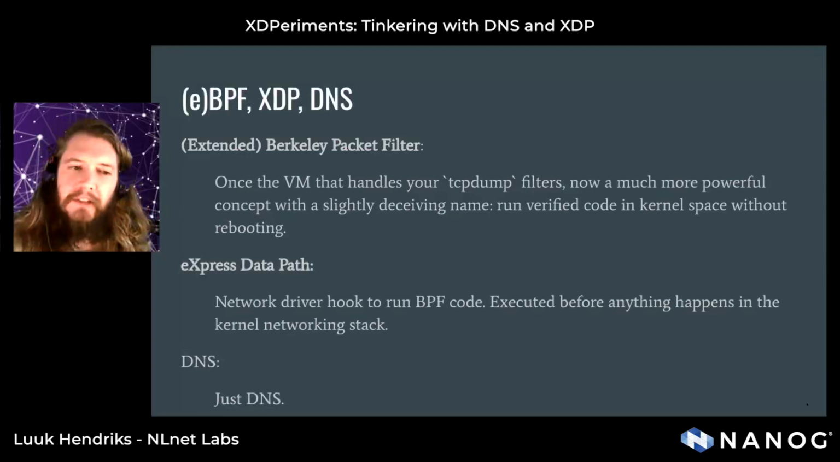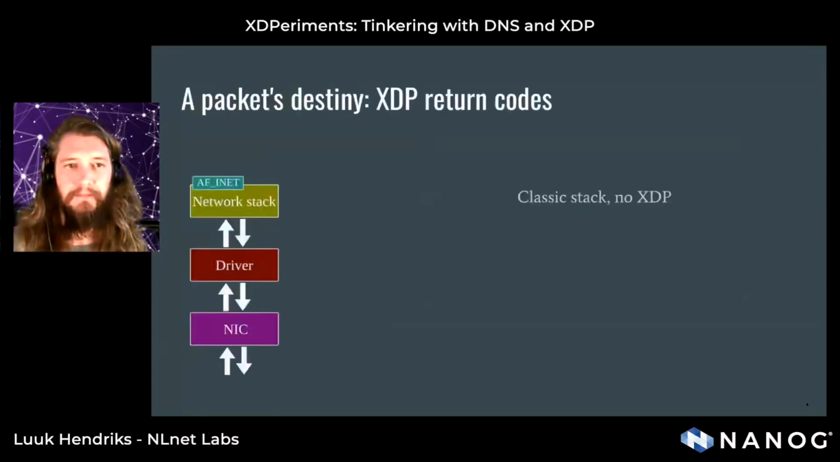What's XDP? XDP is the Express Data Path, which is a network driver hook that lets you run BPF code exactly there in your driver. So that means we can run arbitrary code in kernel space, so in the driver, before anything happens with the Linux network stack. So before a socket buffer is actually allocated.